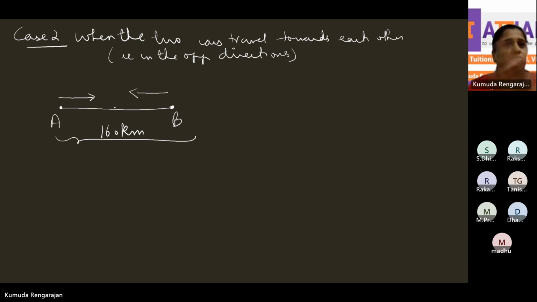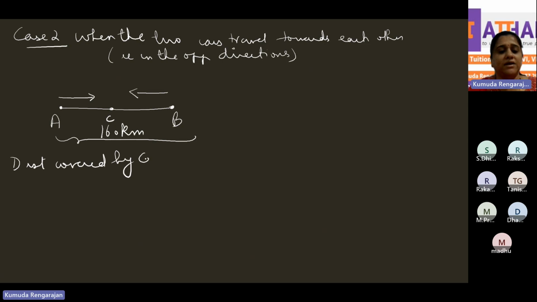Then they meet in 2 hours. So somewhere here they will meet at C. So again, distance covered by car A in 2 hours. Why in 2 hours? Because both the cars travel for 2 hours, then they meet. The distance covered by car A in 2 hours is equal to AC. From A, it reaches the point C. And the car that starts from B also reaches the point C in 2 hours. At the end of 2 hours, both the cars are at C.